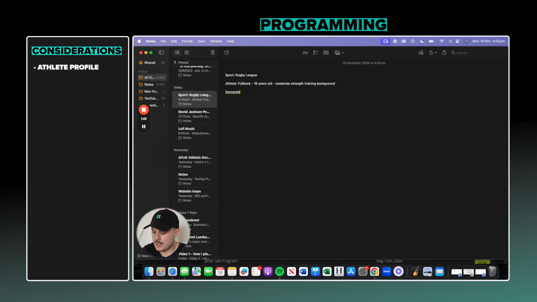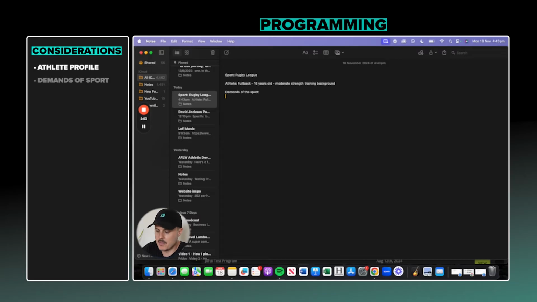Okay, what are the demands of the sport? So I like to start here and basically go like a needs analysis. So demands of the sport, what does the sport require? The demands of the position, what does that position in that sport require, because they can be slightly different. And then finally, what are the athlete's individual needs or individual requirements to excel or succeed in that position based on their own performance testing analysis, injury history, those sorts of things there.